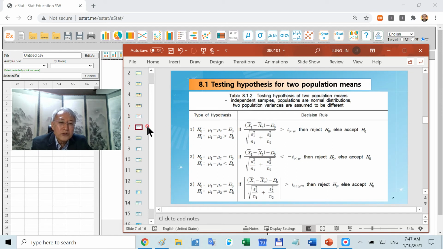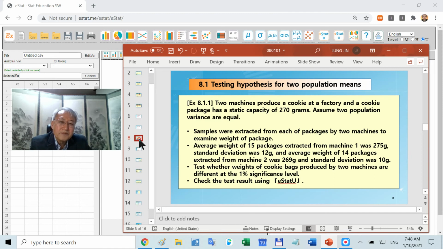Suppose you cannot assume the two population variances are equal, because they look different. Then instead of the pooled variance, you use the actual S1 squared and S2 squared, but you are supposed to use a t distribution with an approximate degree of freedom. Okay? The other things are similar. Let's consider an example.